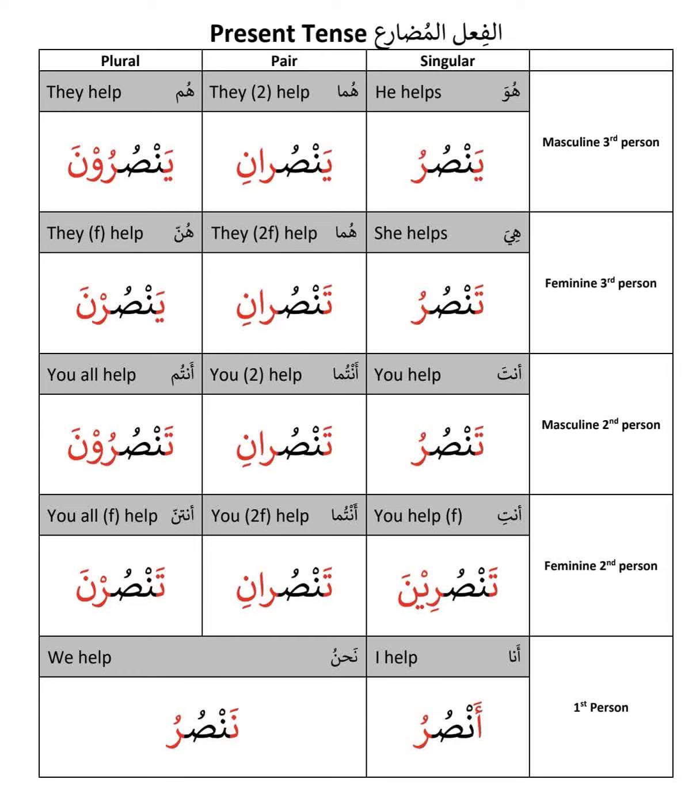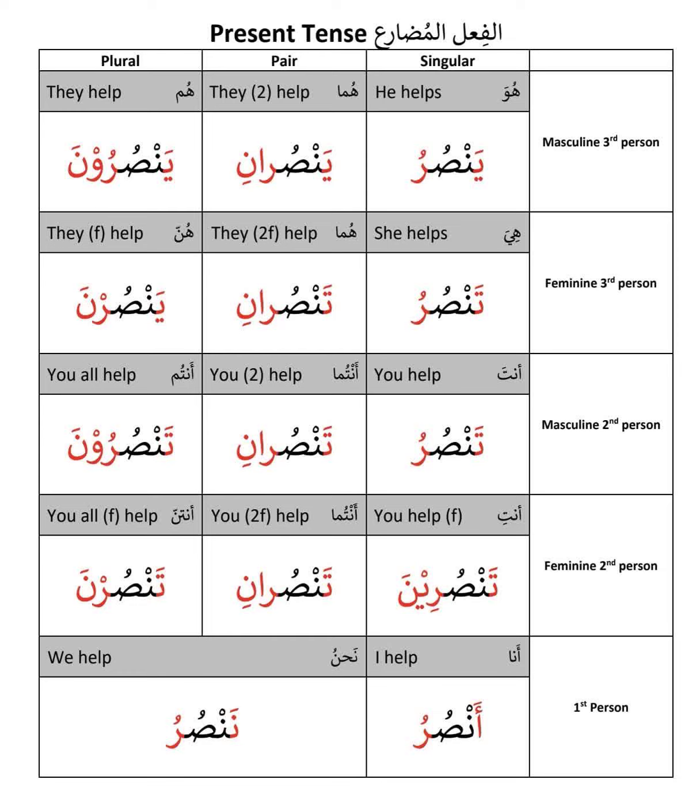Then the last two are very easy. Ana ansuru, nahnu nansuru. If you see ansuru, that means I help. If you see nansuru, that means we help. The first letter na and u sound will tell you that is nahnu. And if you see alif, that means I.